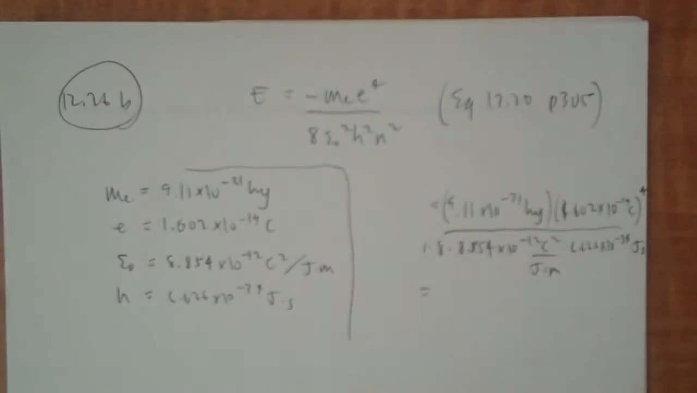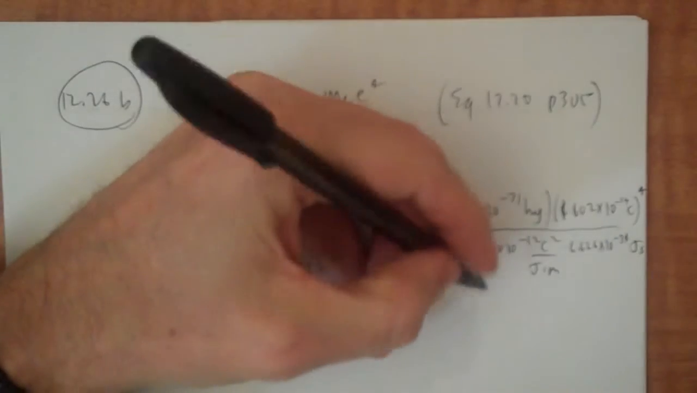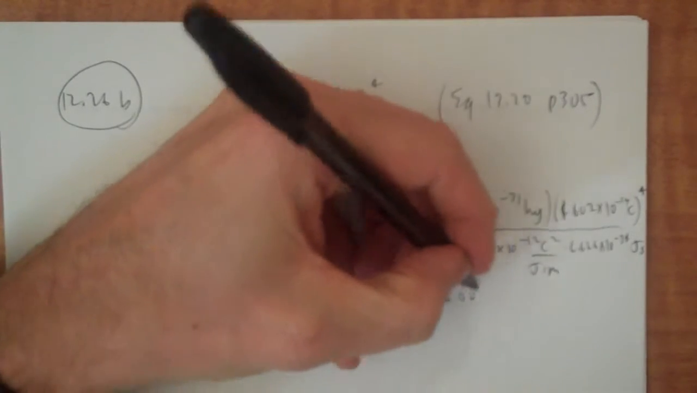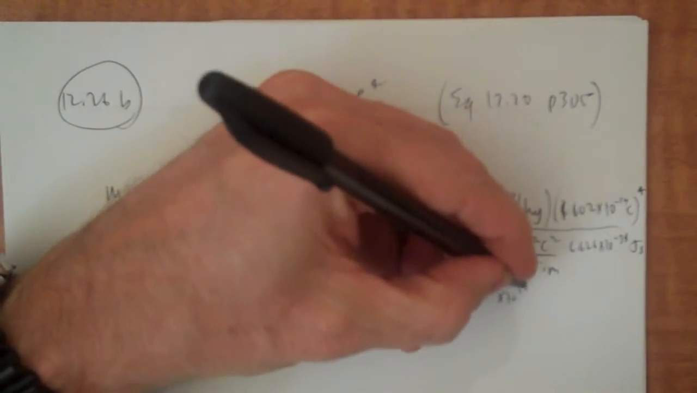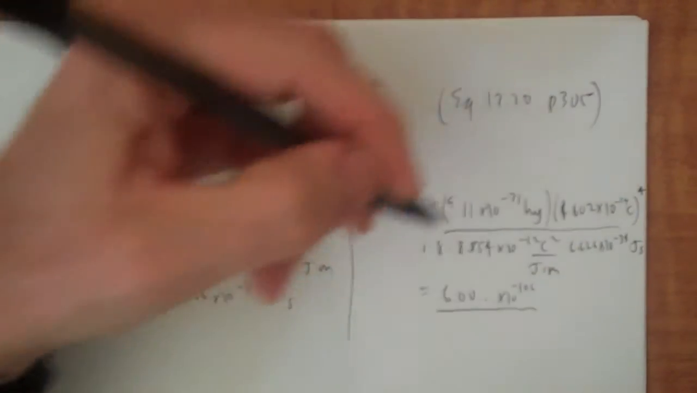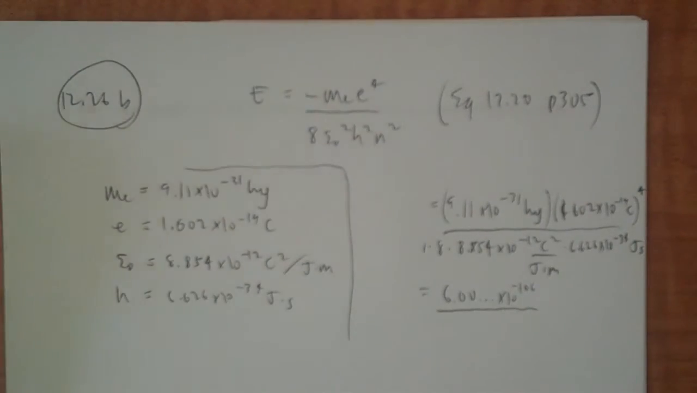Okay, let's calculate this out. 9.11 e minus 31, enter. 1.602 e minus 19, enter, raised to the fourth. Be real careful here. My numerator comes out to 6.00 and a few more zeros times 10 to the negative 106. Your calculator might handle this, or you may have to deal with the orders of magnitude in a separate calculation. Just make sure your calculator will do this.